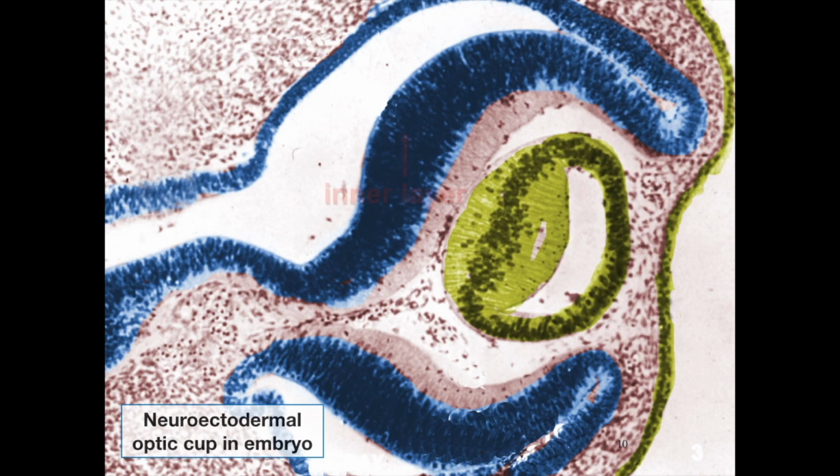The thick inner layer of the optic cup is destined to form the neurosensory retina, the non-pigmented layer of the ciliary epithelium, and the posterior layer of the iris pigment epithelium. The outer layer of the optic cup forms the retinal pigment epithelium, the pigmented outer layer of the ciliary epithelium, and the anterior layer of the iris pigment epithelium.